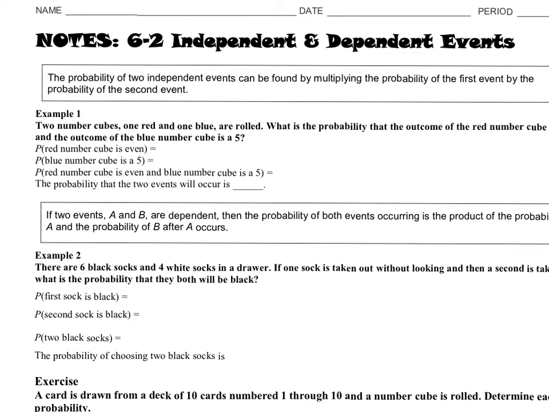So independent, if it doesn't change based on what you did first. Dependent, if it does change. I'm saying that backwards. Oh my gosh. If it matters what you did the first time to the second time, they're dependent events. If it doesn't matter, they're independent, right?